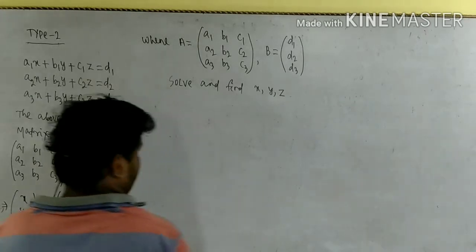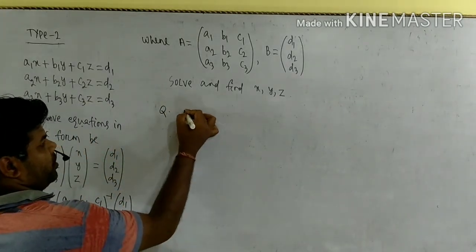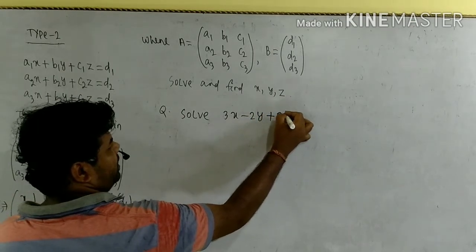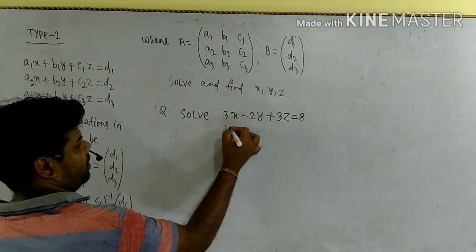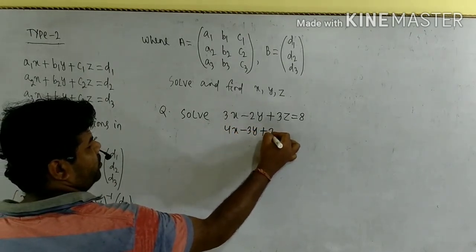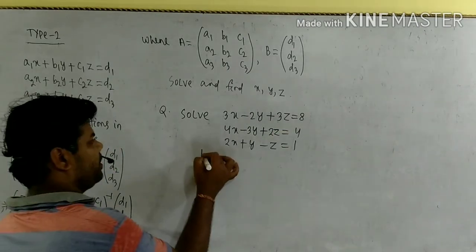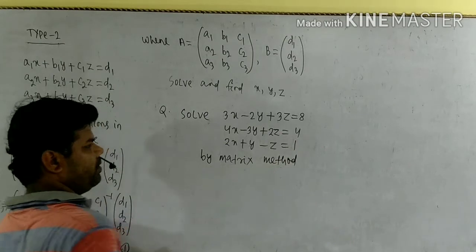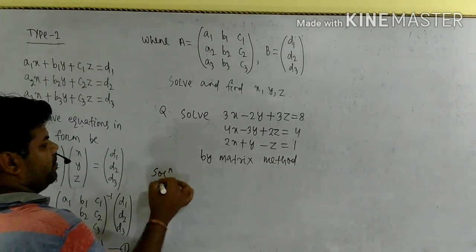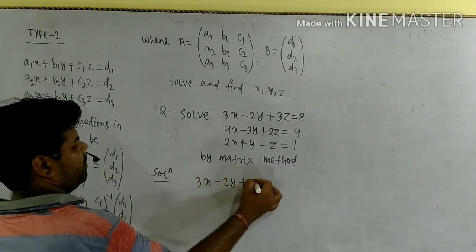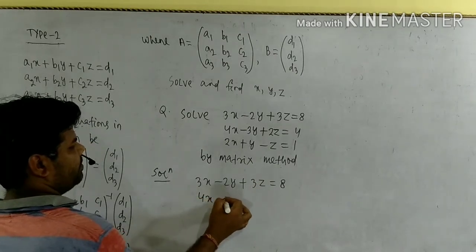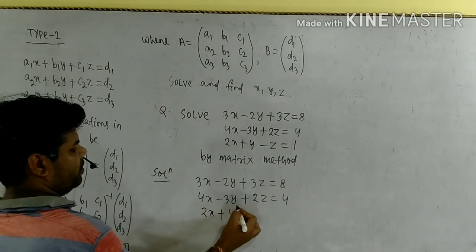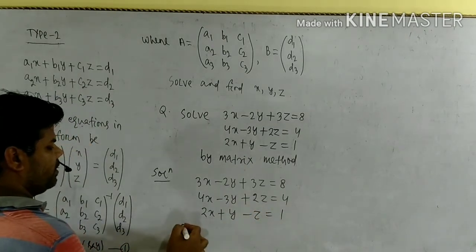Okay. Suppose a question is like this: solve 3x minus 2y plus 3z equal to 8, 4x minus 3y plus 2z equal to 4, and 2x plus y minus z equal to 1 by matrix method. Solution. What is the equation? 3x minus 2y plus 3z equal to 8. Then 4x minus 3y plus 2z equal to 4. Another equation given: 2x plus y minus z equal to 1.